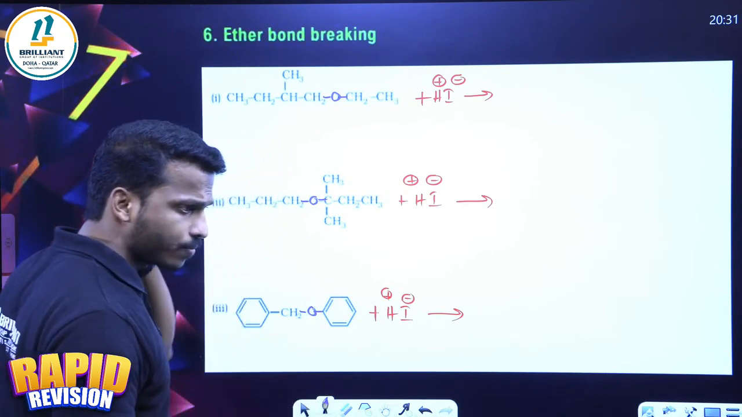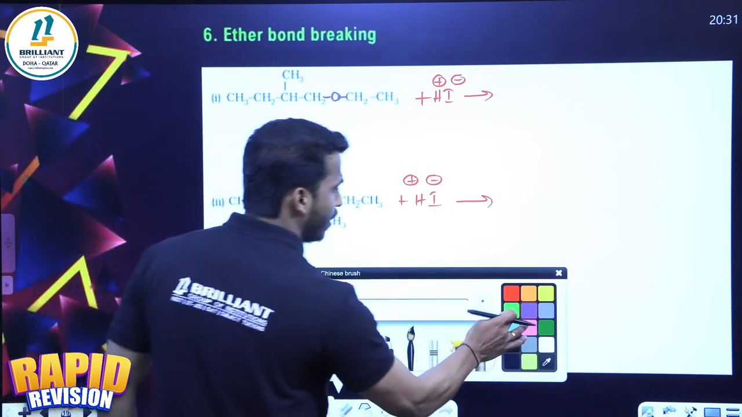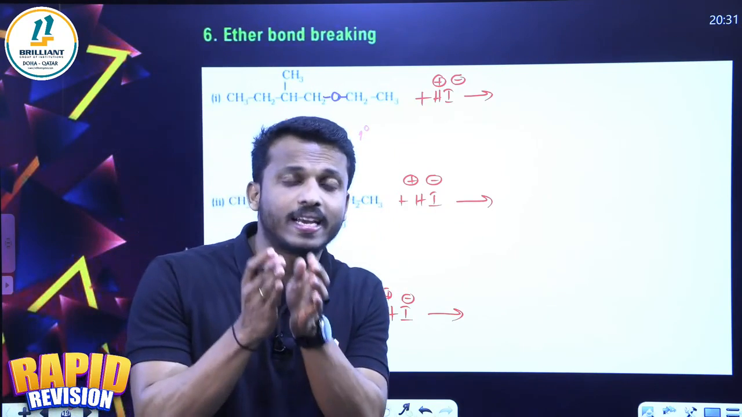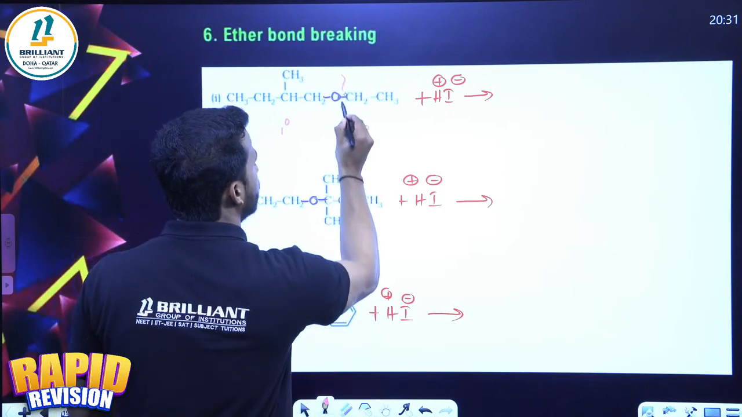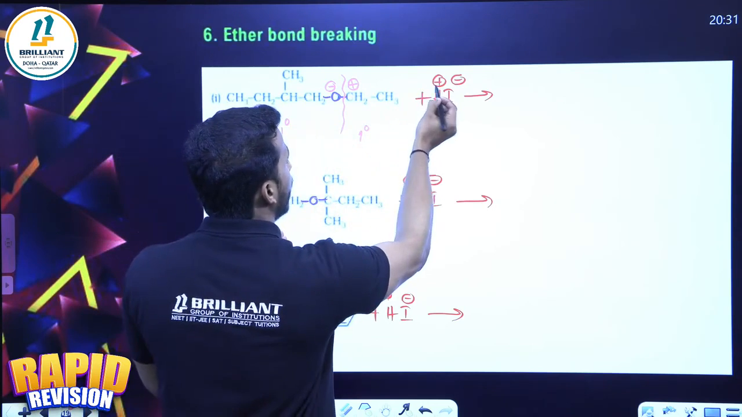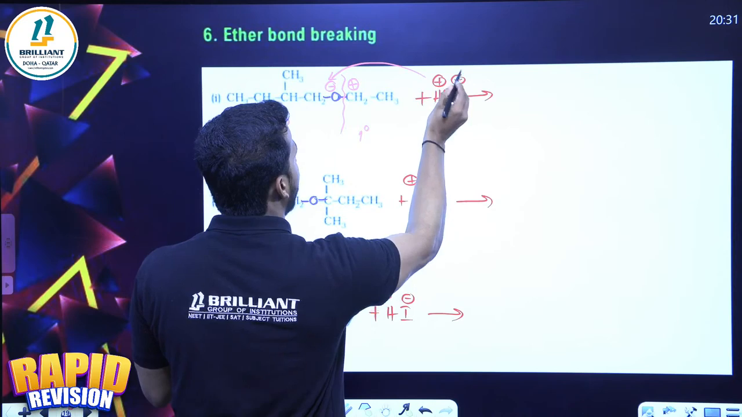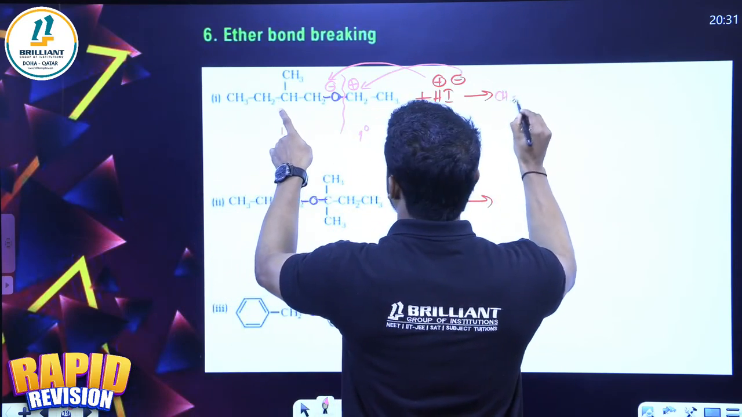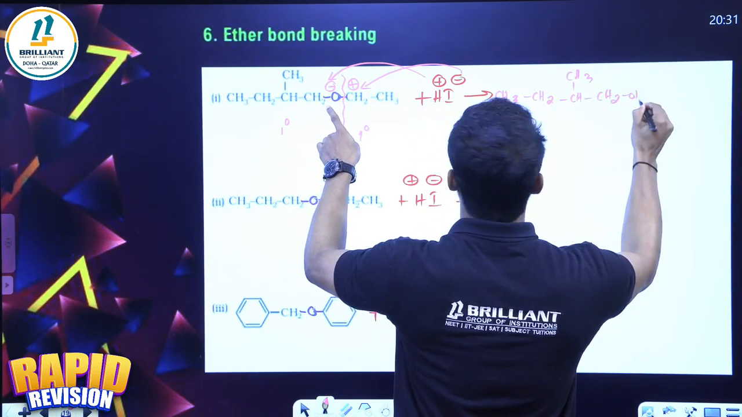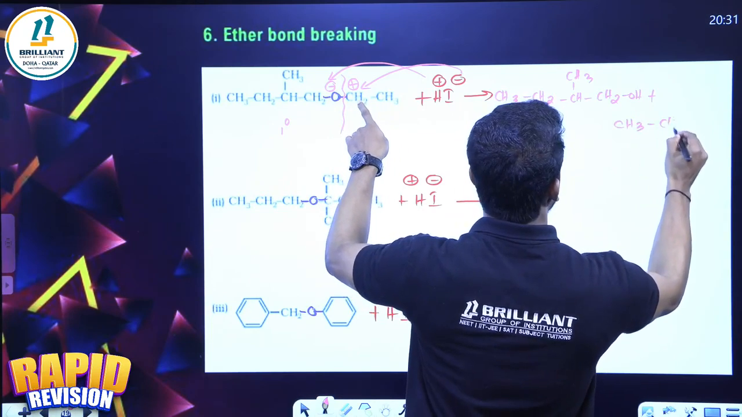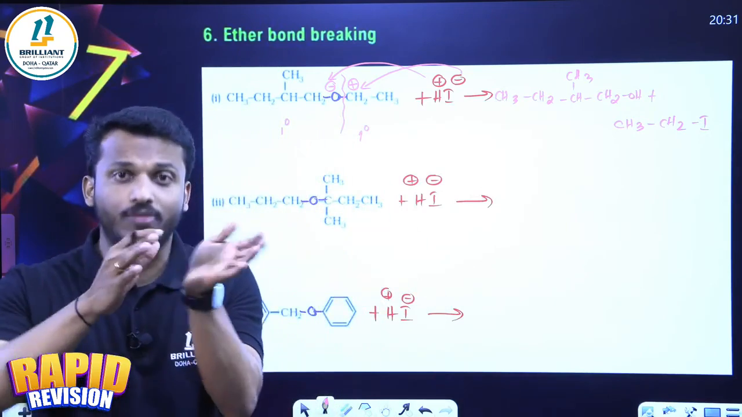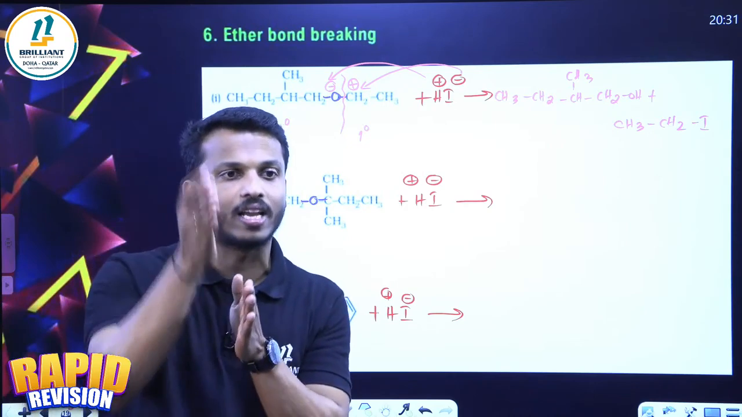Right one or left one? Yes, absolutely. The left side is a primary group and the right side is also a primary group. In such cases, you have to break the less sterically hindered position. Oxygen carries negative, carbon carries positive, then you interchange. H plus you add to this side, I minus you add to this side. So the product is CH3CH2CH(CH3)CH2OH plus CH3CH2I. If the left side is primary and the right side is primary or secondary, break the less sterically hindered position.